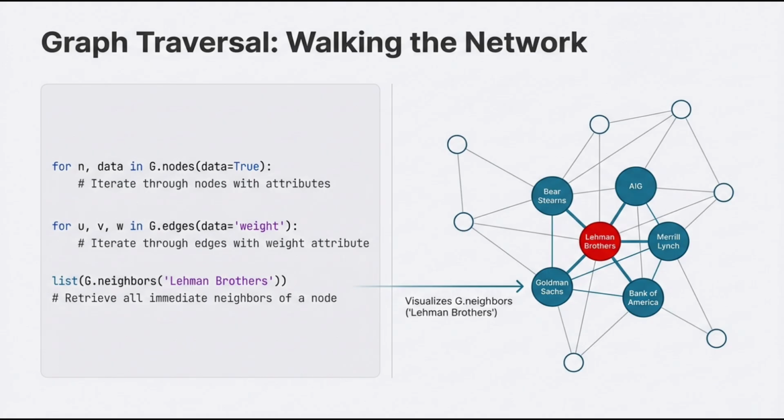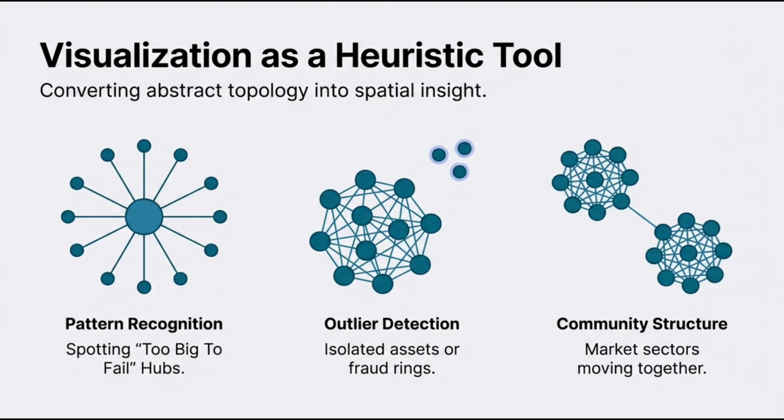Think of traversal as exploratory movement through the graph. It lets us zoom in from the whole system to one institution and its direct connections, which is often where insight begins. Now we turn to visualization as a heuristic tool. A heuristic is not a final proof, but a way of spotting meaningful patterns quickly.